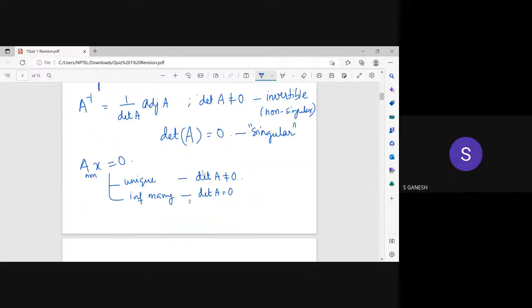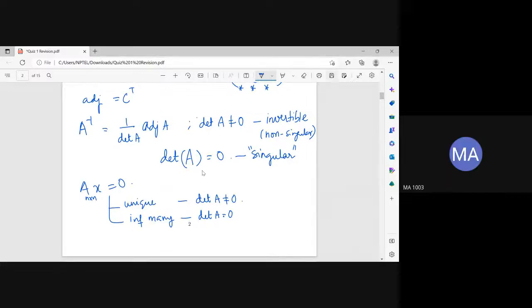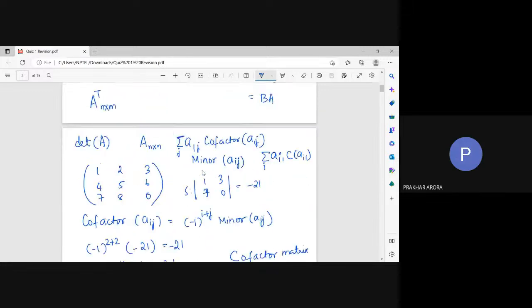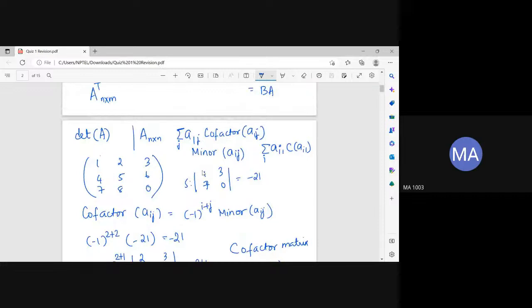Yeah. So singular and non-singular terms are only for square matrices. Yes. Only when determinants are involved. Okay, ma'am. Ma'am, if the determinant of a rectangular matrix is asked, then we have to use the Gaussian elimination method. No. How will you find the determinant of a rectangular matrix? You have determinants only for square matrices. Okay, ma'am. How will you define determinant for rectangular matrices? You cannot, right? So this is only for square matrices, n cross n.